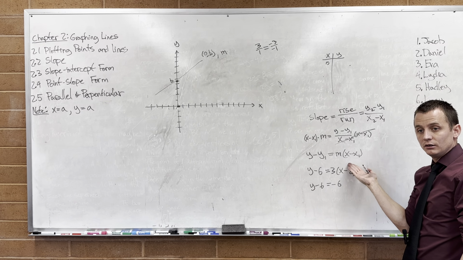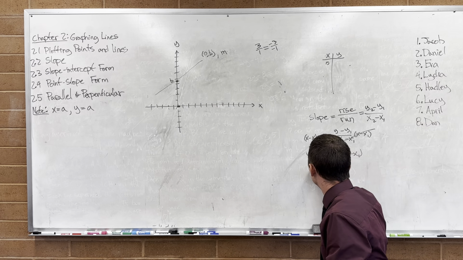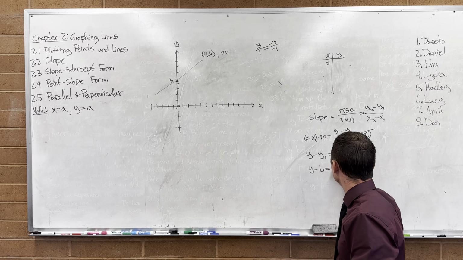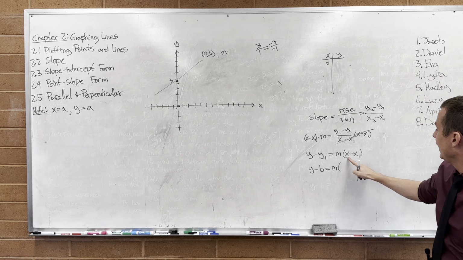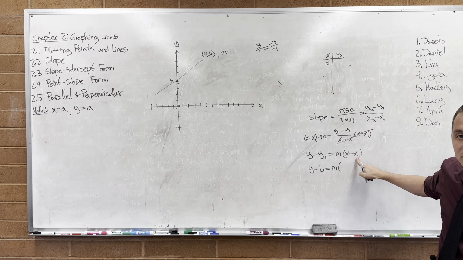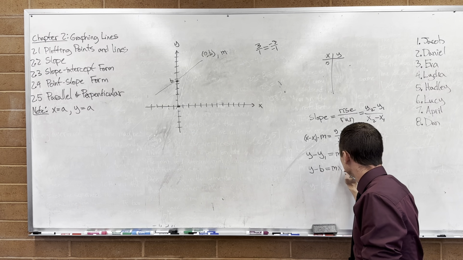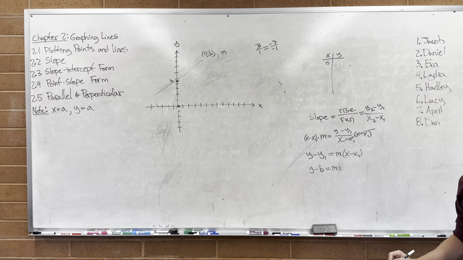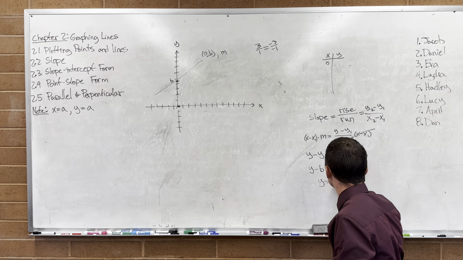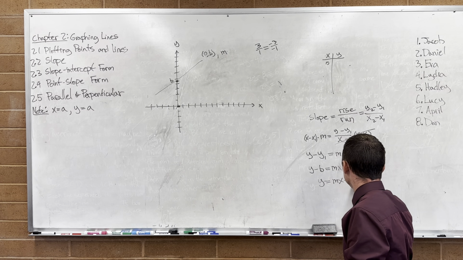You with me? So we have y minus, what's y1? If our special point is 0, comma b, it's b. So we have y minus b is equal to m times x minus x1. What is x1? 0. What's x minus 0? X. So it's just x. So mx. Or you can solve for y, and you get y is equal to mx plus b.